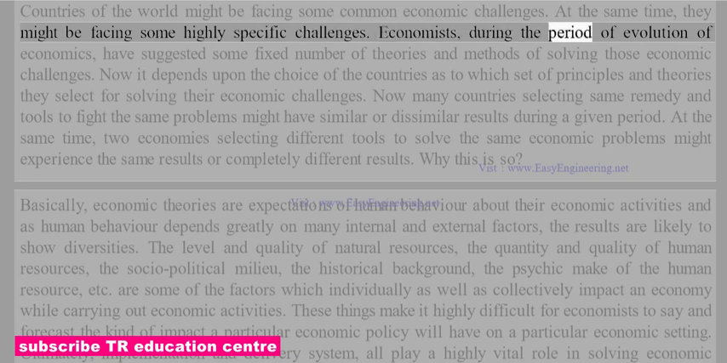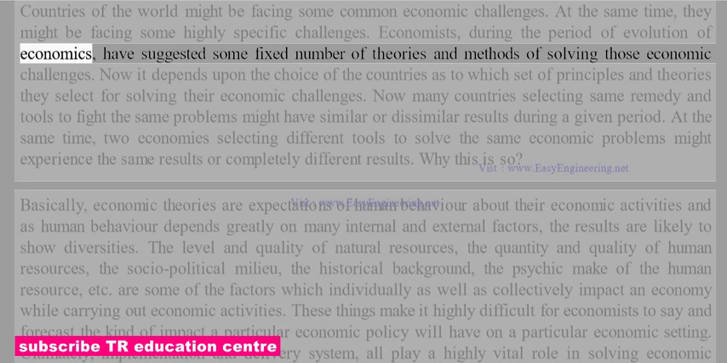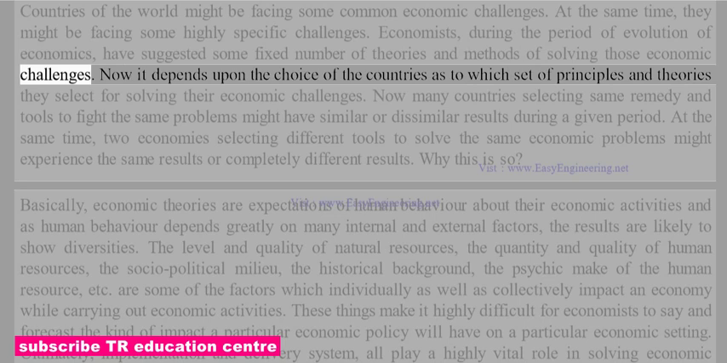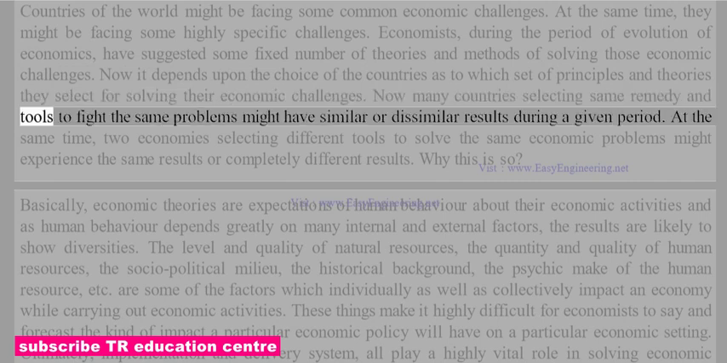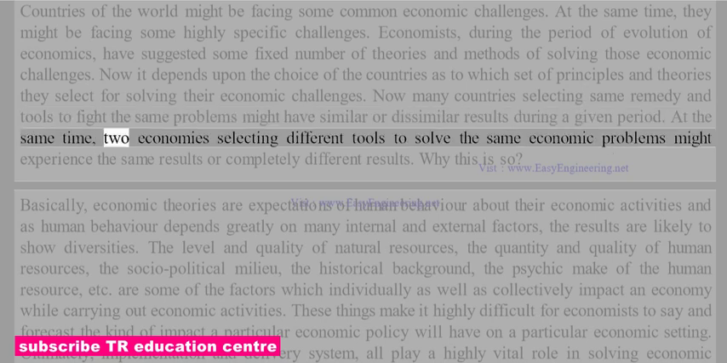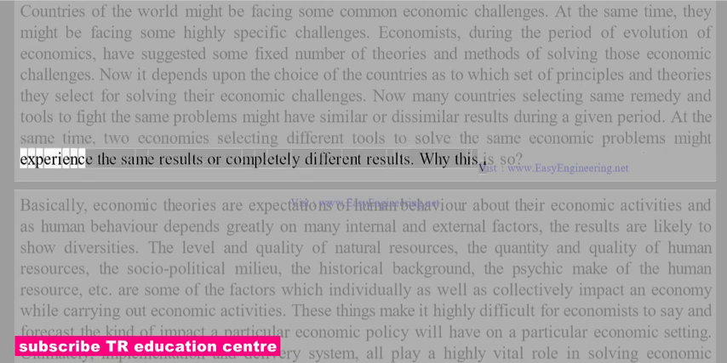Economists, during the period of evolution of economics, have suggested some fixed number of theories and methods of solving those economic challenges. Now it depends upon the choice of the countries as to which set of principles and theories they select for solving their economic challenges. Many countries selecting the same remedy and tools to fight the same problems might have similar or dissimilar results during a given period. At the same time, two economies selecting different tools to solve the same economic problems might experience the same results or completely different results.